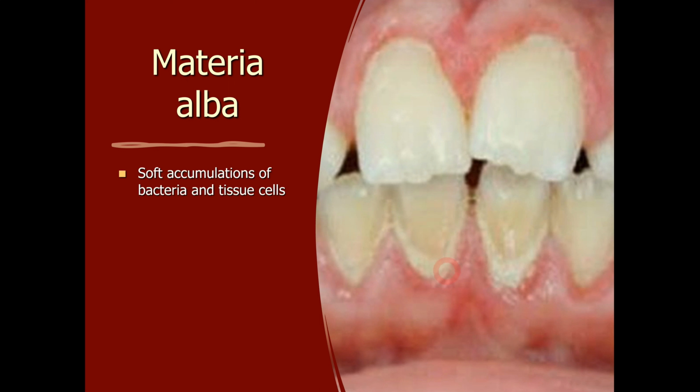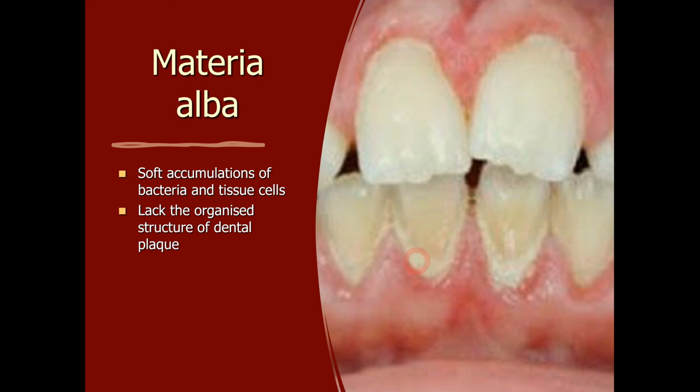Basically, it's a soft accumulation of bacteria and tissue cells, but it appears quite similar to plaque. However, there are some differences which you should know between materia alba and plaque. The main difference is that materia alba does not have an organized structure, as compared to dental plaque, which has an organized structure.